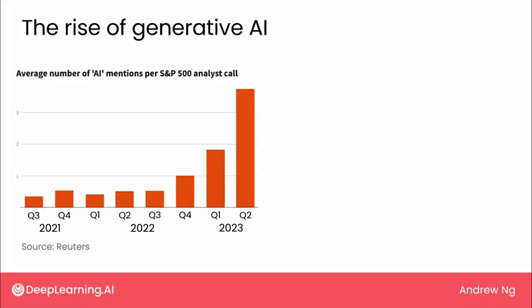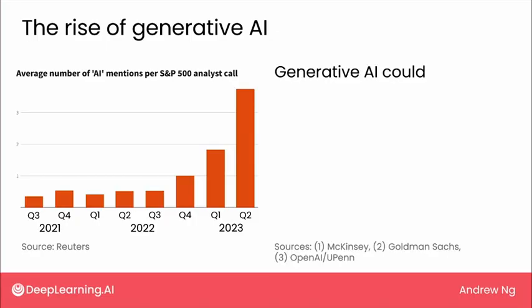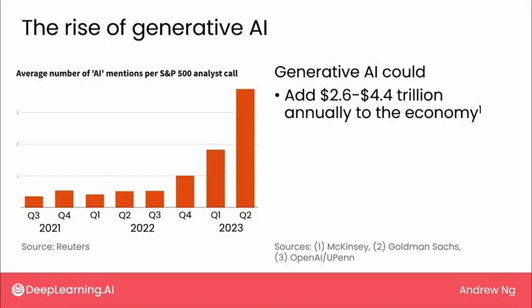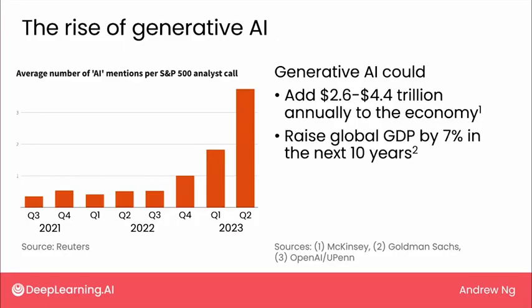So let's dive in. Generative AI had caught the mainstream attention starting around November 2022 when OpenAI released ChatGPT, and its momentum has continued unabated. According to McKinsey, it could add 2.6 to 4.4 trillion US dollars annually to the economy. Goldman Sachs estimates it could raise global GDP by 7% in the next decade.